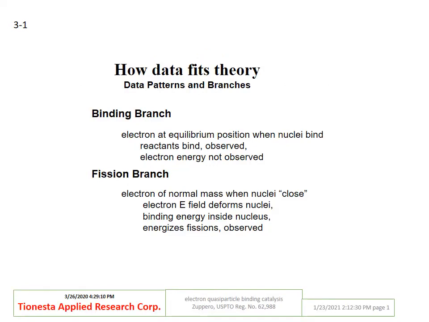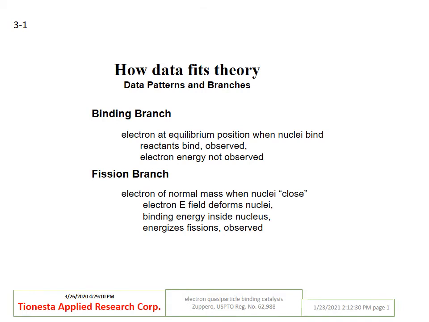So now 2 branches clearly appear. Here's how our data fits a theory. When we look at 30 years of Leonard data, we see a binding branch and a fission branch. The binding branch is where hydrogen and deuterium appear to just bind with the reactants. From aluminum through uranium, they just bind. In the fission branch, instead of binding, the nuclei explode.